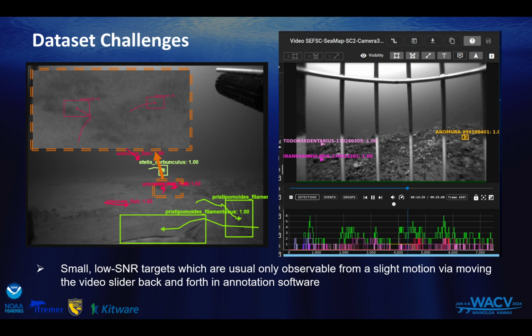In more extreme cases, the fish might be very, very small and a species not directly identifiable. In these cases, the only way a human annotator is able to observe these fish is by moving the frame indicator in the annotation software back and forth in order to see a slight motion signature over time.